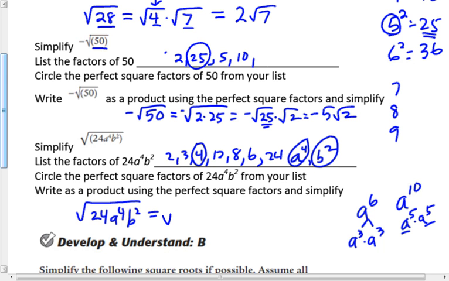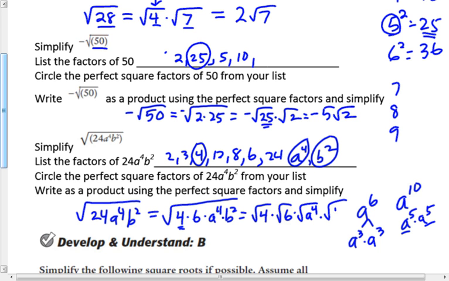So we need to think of 24 as 4 times 6, because we want that perfect square out, times a to the 4th times b to the 2nd. Then we're going to separate those out. So we're going to do the square root of 4, times square root of 6, times square root of a to the 4th, times square root of b to the second. And that number we're going to write as 2. Square root of 6, we can't simplify that. It's not 3 times 3. 3 times 3 is 9. So I'm just going to leave that.